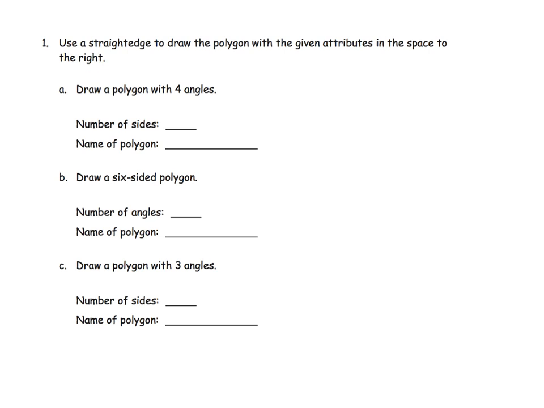So the idea here, parents and teachers, is to use a straight edge to draw the polygon that's being told with the given attributes. So it says draw a polygon with 4 angles. Well, we know from what we've been learning so far that if it has 4 angles, it's going to have 4 sides. So let's draw a figure that has 4 sides and 4 angles. So 1, 2, 3, 4.